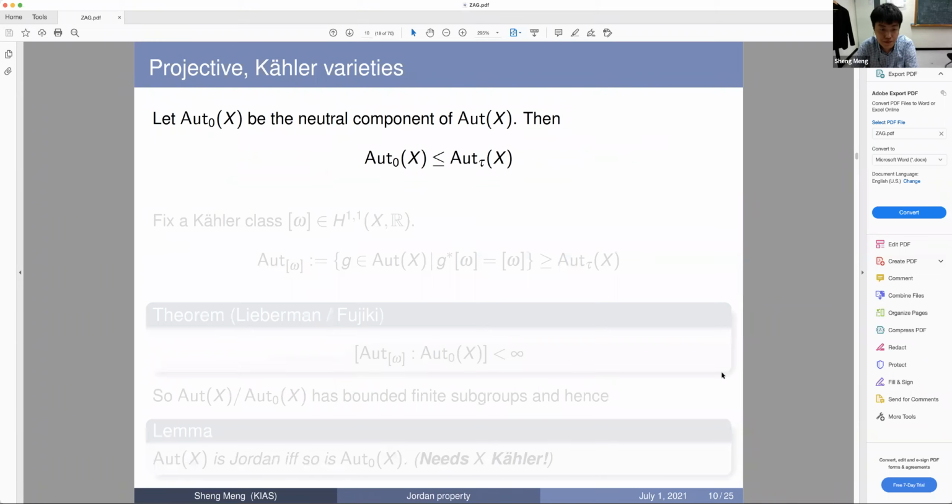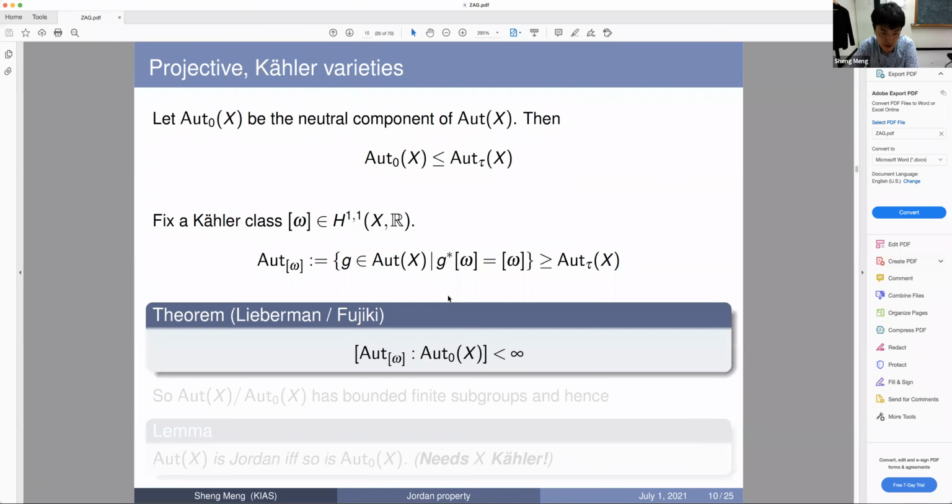Furthermore, we can fix the Kähler class ω in H^{1,1} because we assume our X is either a projective manifold or a Kähler manifold, so such a class always exists. We denote by Aut_ω the automorphisms which preserve this class. One can easily see that this is a group which contains Aut^τ(X), because Aut^τ(X) needs to fix every class of H^{1,1} by the Hodge decomposition, because we can embed H^{1,1} into H²(X,R). And since the group action on H²(X,Q) is trivial, the action on H²(X,R), and hence on H^{1,1}, is trivial on every class.